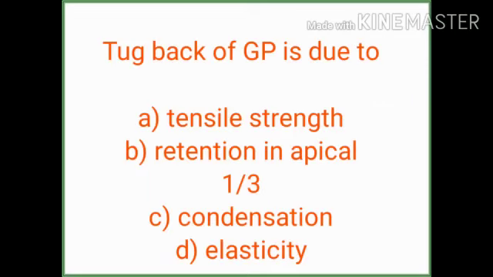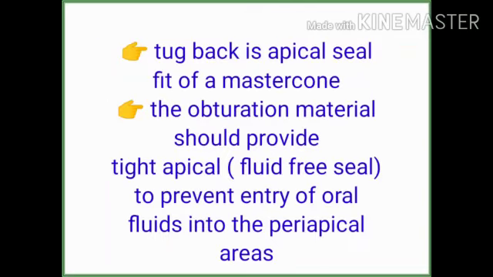The next question is, tug back of GP is due to the tensile strength, retention in apical 1/3, condensation or elasticity. The answer is tensile strength. The tug back is the apical seal fit of the master cone. The obturation material should provide a tight apical, that is a fluid-free seal, to prevent the entry of various oral fluids into the periapical areas.